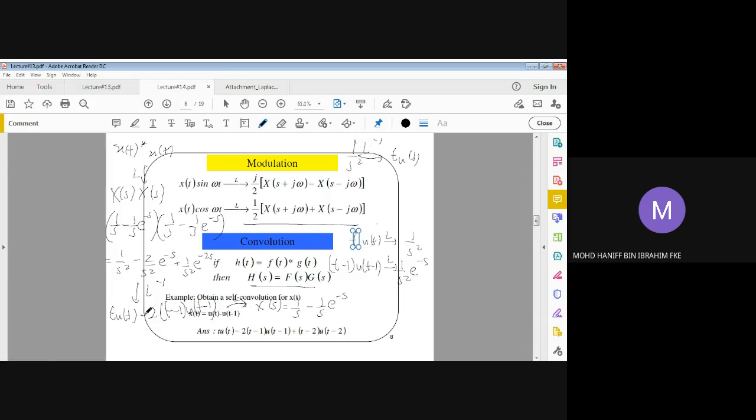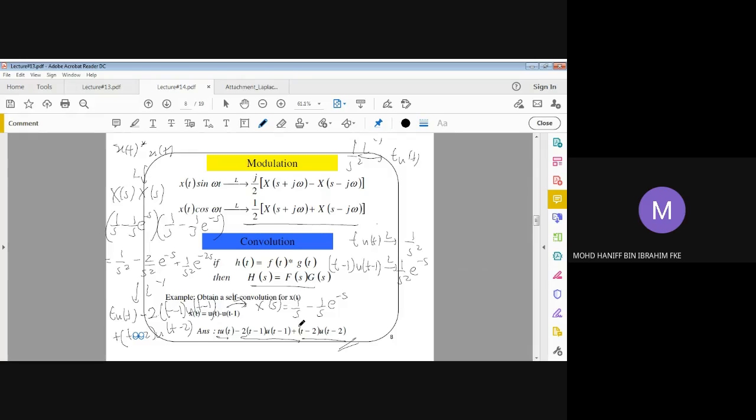And for the third term here, again, you're going to have t plus 2, okay, sorry, t minus 2, because we have a negative 2s there. So (t minus 2) u(t minus 2). So that should be the answer for this self-convolution of x(t): t u(t) for the first inverse of Laplace, then 2(t minus 1) u(t minus 1), and then (t minus 2) u(t minus 2). So that should be the answer for the self-convolution of x(t).